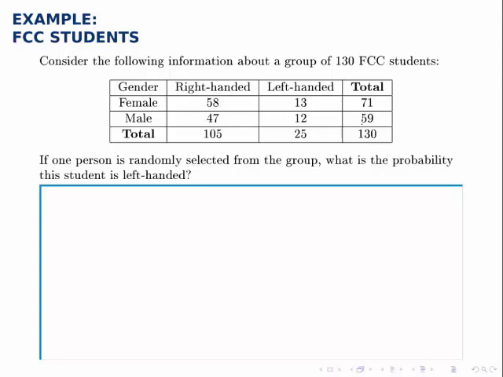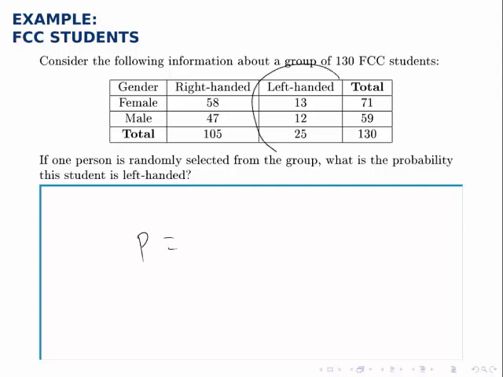Now though, we're asked, if we randomly select one person from this group, what is the probability that this student is left-handed? All we have to think about is the number of ways that we could select a left-handed student divided by the total number of ways that we could select any student. The number of ways to select a left-handed student is just the number of left-handed students there are.